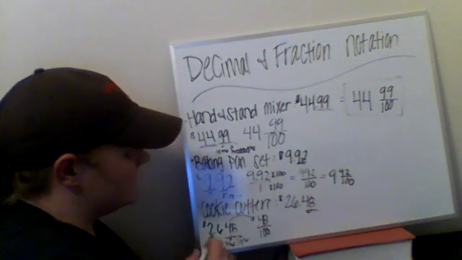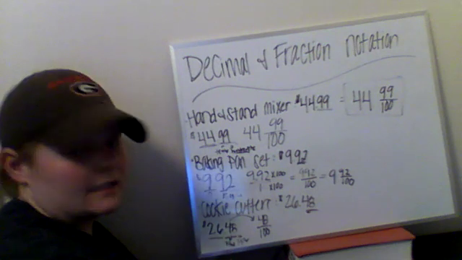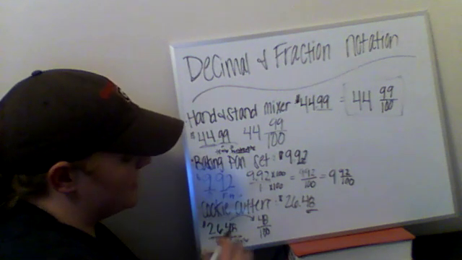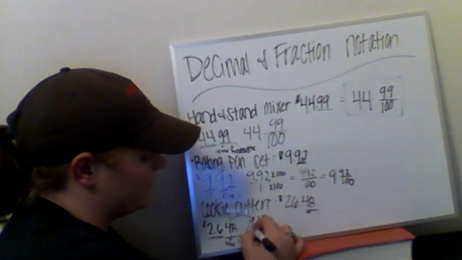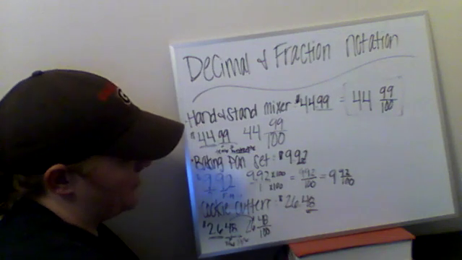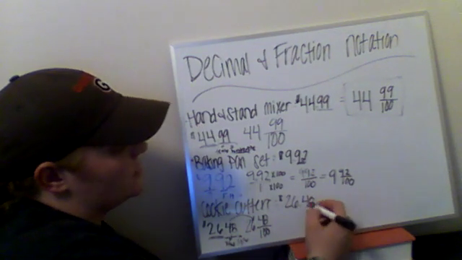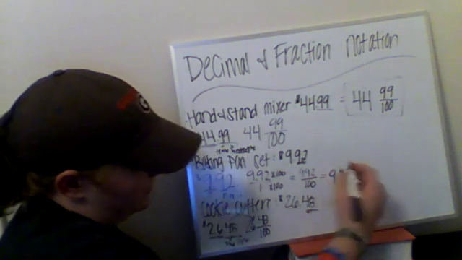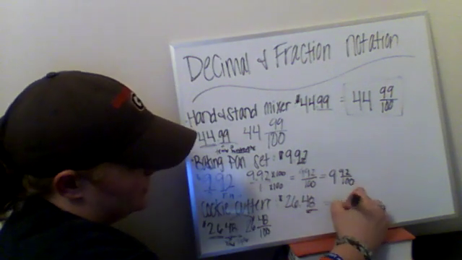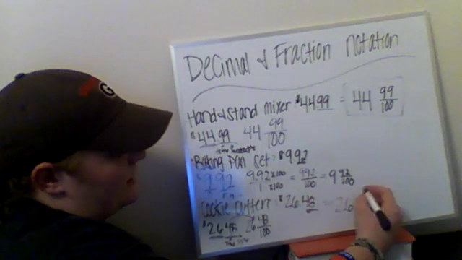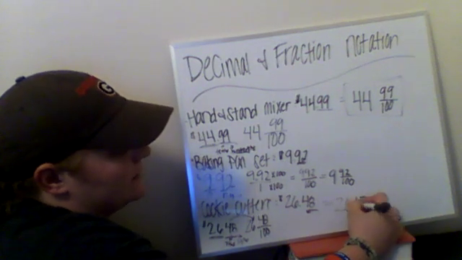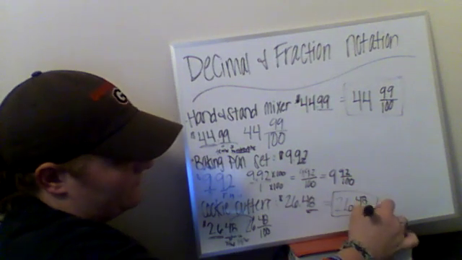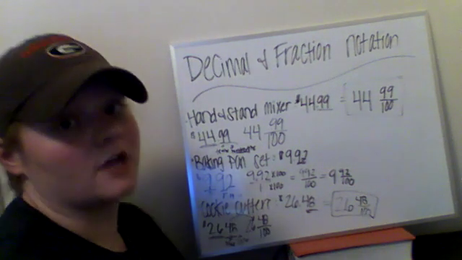My last step is to figure out what I need to do with this 26. And the way you do it with this 26, since that's the whole number of my price, is just put it out to the left of the fraction. So $26.48 written as a fraction is 26 and 48 hundredths. And then that would be my fraction.